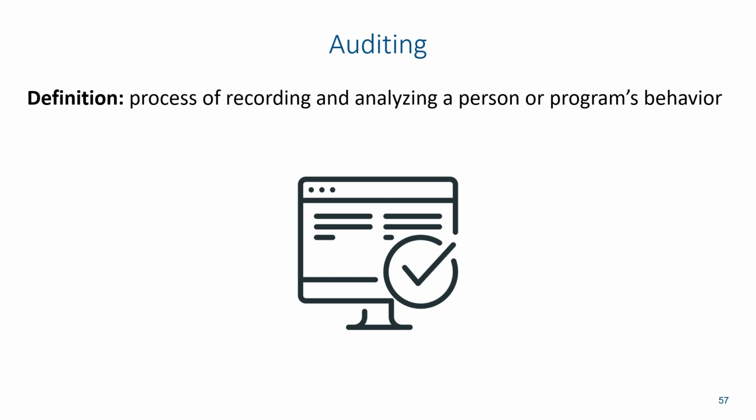In this video, we cover the third A of access controls, which is auditing. Previously, we talked about authentication and authorization. So what is auditing? Auditing is the process of recording and analyzing a person or program's behavior.